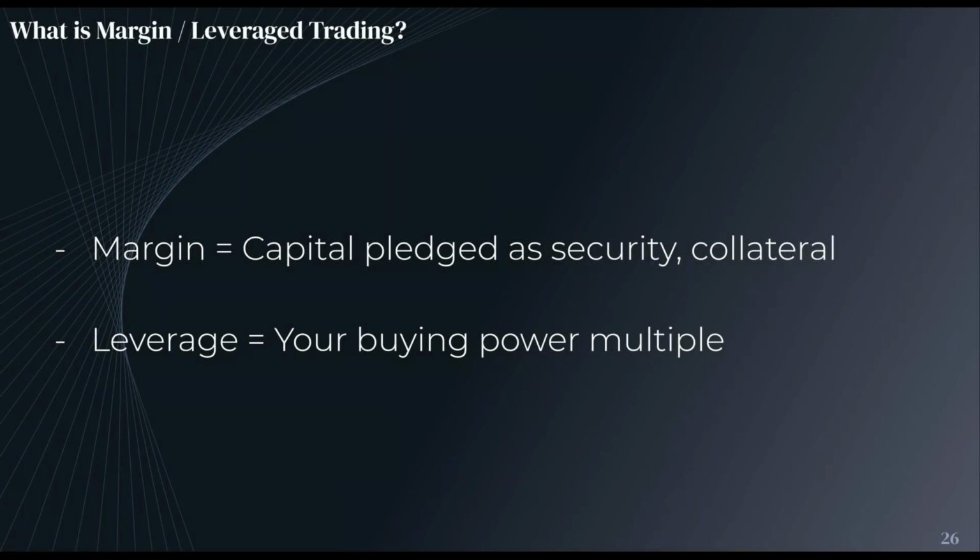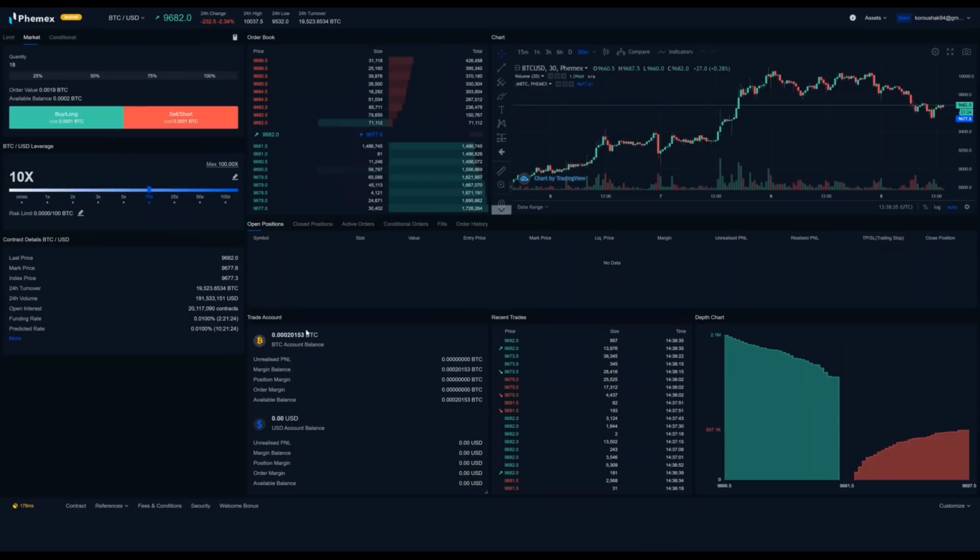So margin is collateral. It's the capital you pledge as security to make your trades, and leverage is your buying power multiple. We can make this a little clearer by looking at the exchange itself. So your margin balance is your collateral. This is the money you put up onto the exchange that's at risk. The exchange uses this to give you your buying power multiple, which is leverage, which you can see over here.